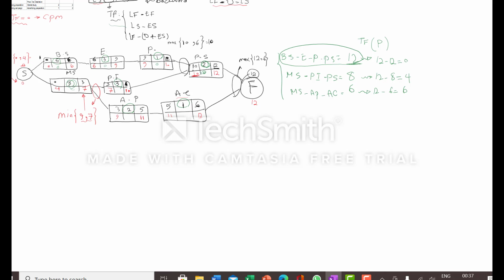For this path, the total float is 4, because you can use the formula of this, for example, 10 minus 3 minus 3, not different, they are the same. And for this activity also 4, for this activity 6, and for this activity 6.